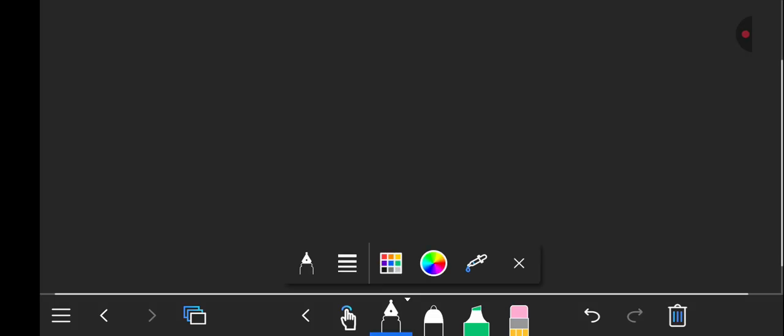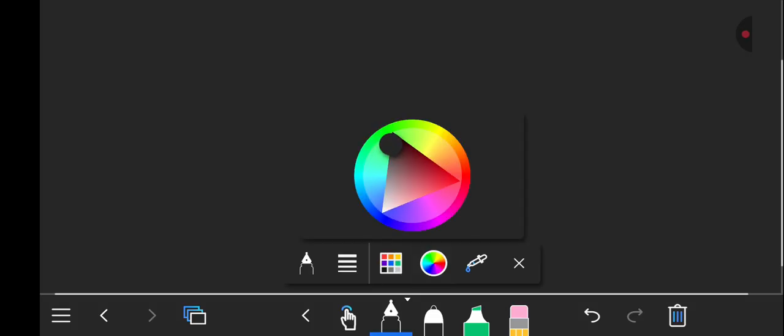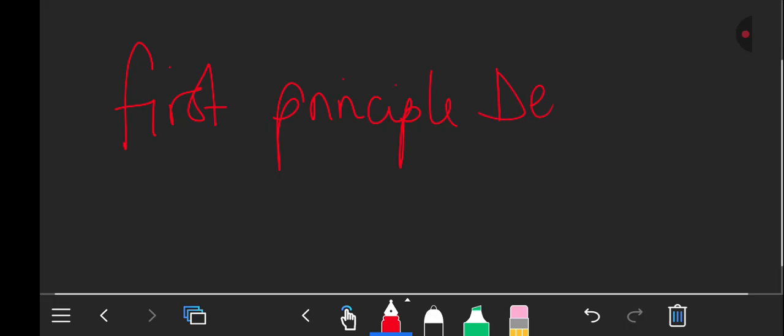Alright, let's now begin. So we have first principle, derivative. So to find the derivative is just to differentiate. Okay, so let's look at the formula.